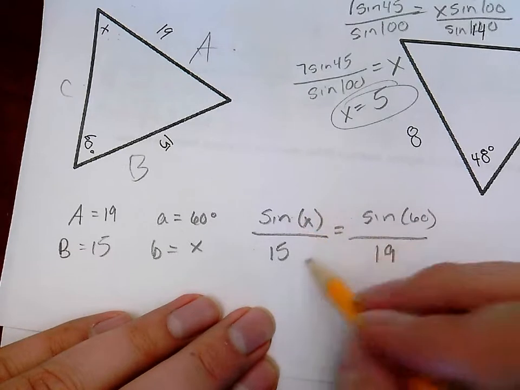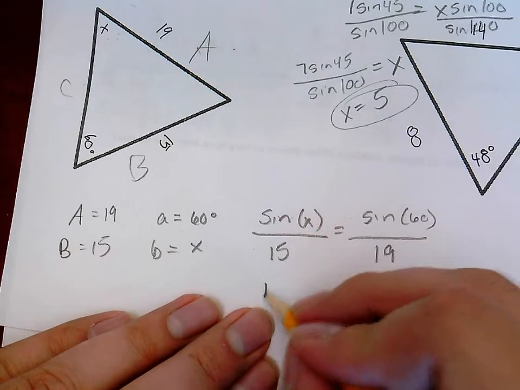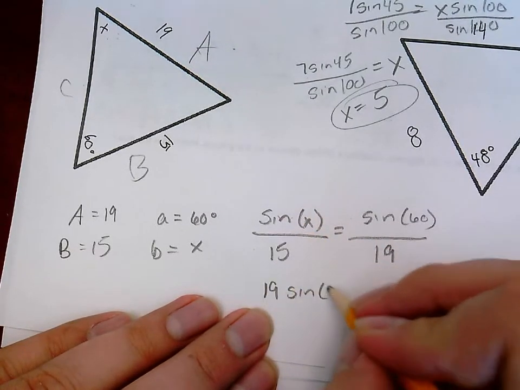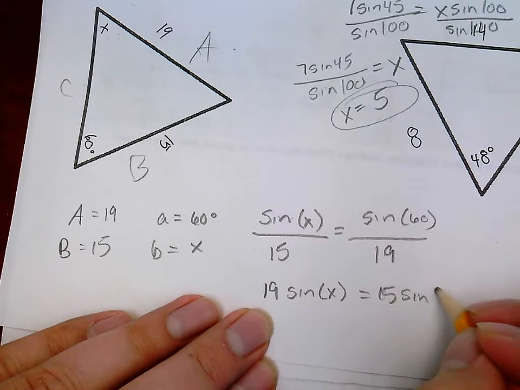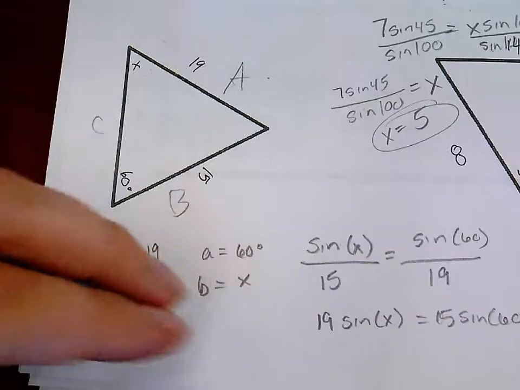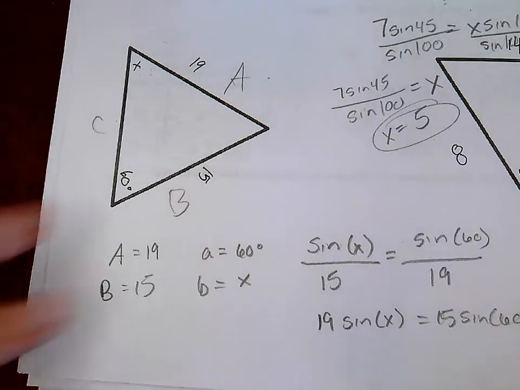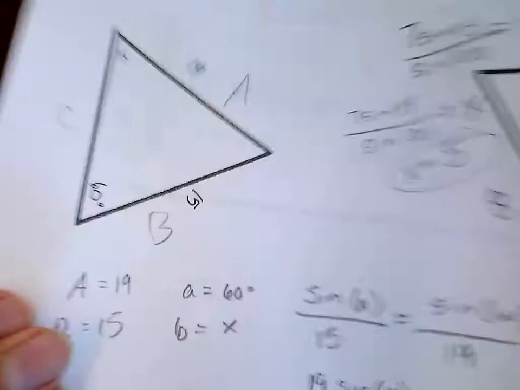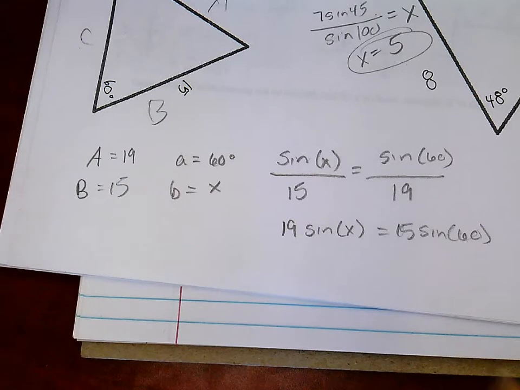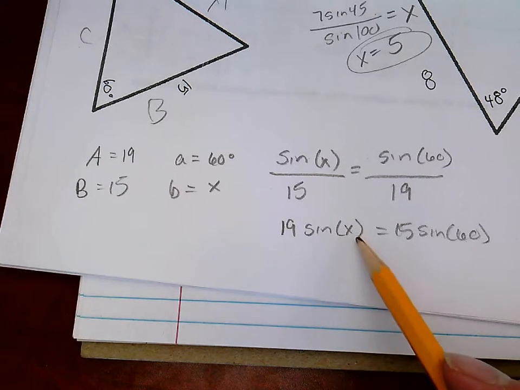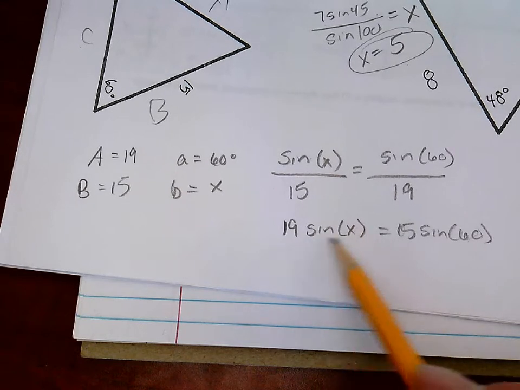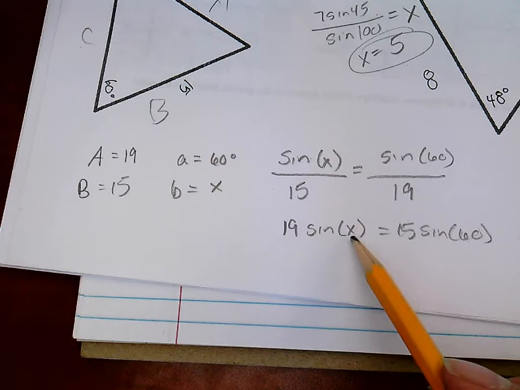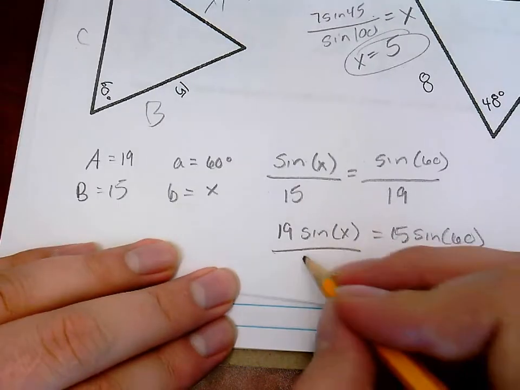We're going to cross multiply. 19 times sine of x equals 15 times sine of 60. Okay? So now that we have that, we're actually going to try to get x by itself. But because x belongs to sine of x, we're just trying to get sine of x by itself for right now. So first I'm going to get rid of 19.